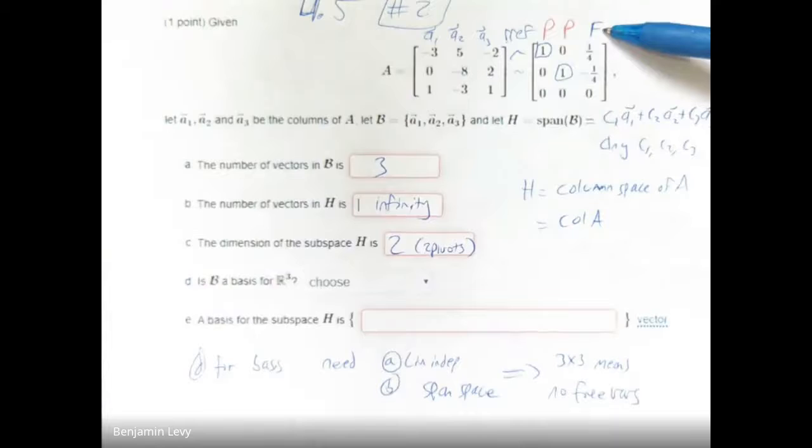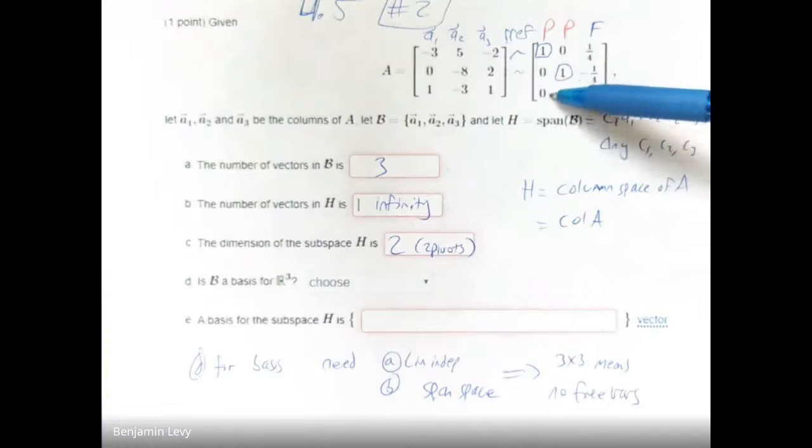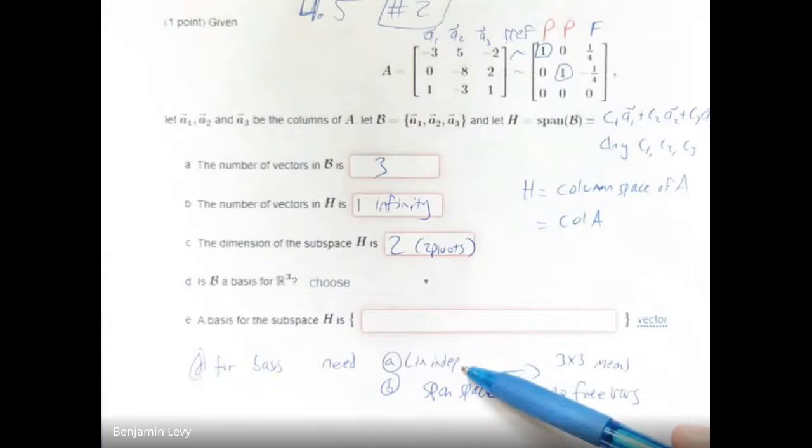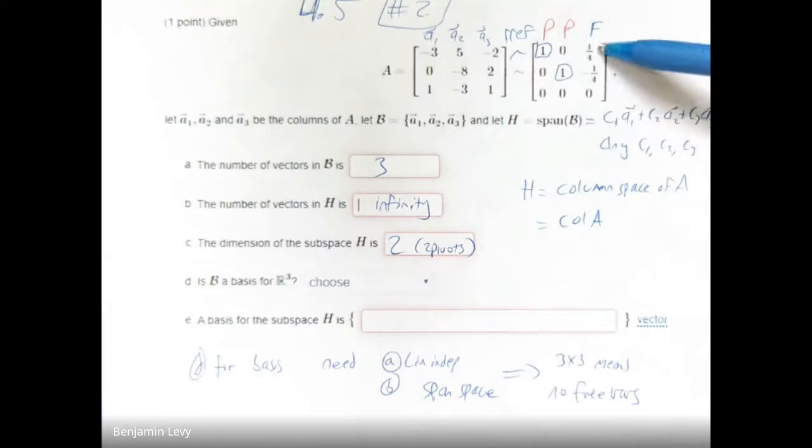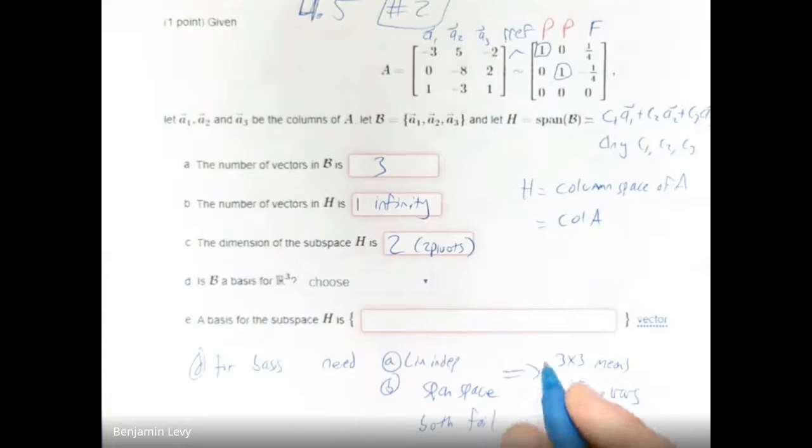But we have a free variable, right? So there's not a pivot in the third row, so it doesn't span the space because we're missing a pivot in the third row. And they're also not linearly independent because we have a non-trivial solution, right? We'll have a free variable. So both those things fail here. And so both fail. And so is it a basis? No.